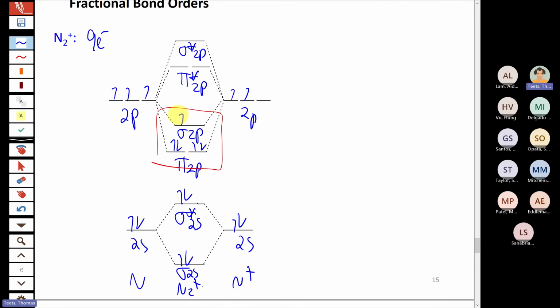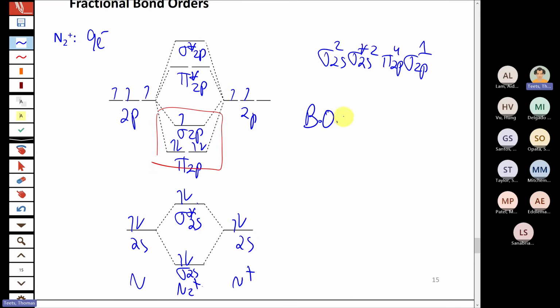So the only difference is that we have a singly occupied sigma 2p. So our configuration just ends with 1 electron in the sigma 2p. So 2 each in those. Still a filled pi 2p set, and then now with just 1 electron in sigma 2p.